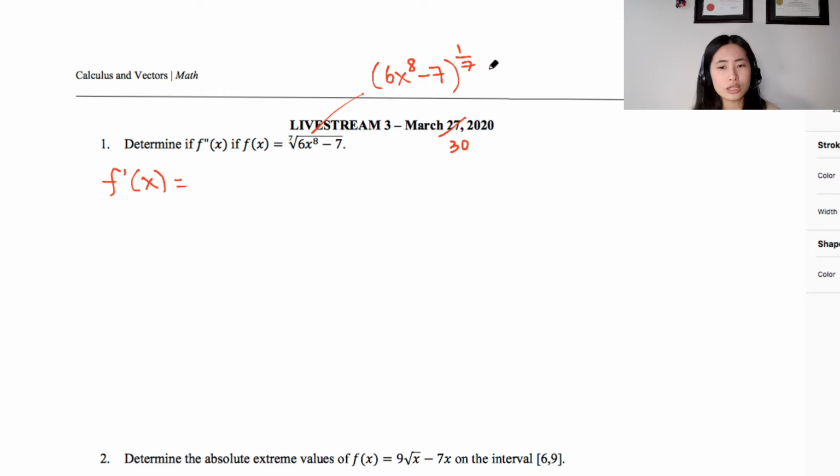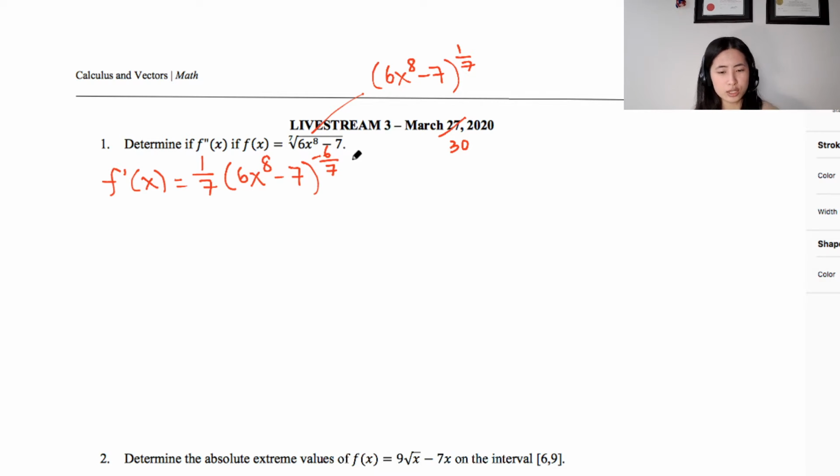So in that case, we need to apply the chain rule in this question. First of all, what is the chain rule? The chain rule simply means that you're taking the exponent and bringing that down. So 1 over 7 goes right over here because that's your exponent. You multiply 1 over 7 with 6x^8 minus 7, and then as the final step, you take your exponent and subtract 1 from it. So it's 1 over 7 minus 1, which is equal to negative 6 over 7.